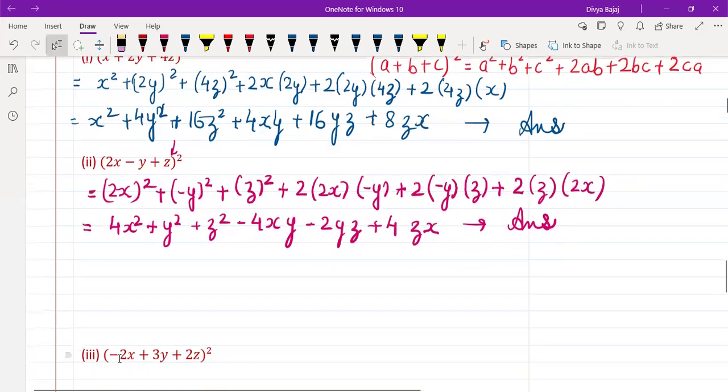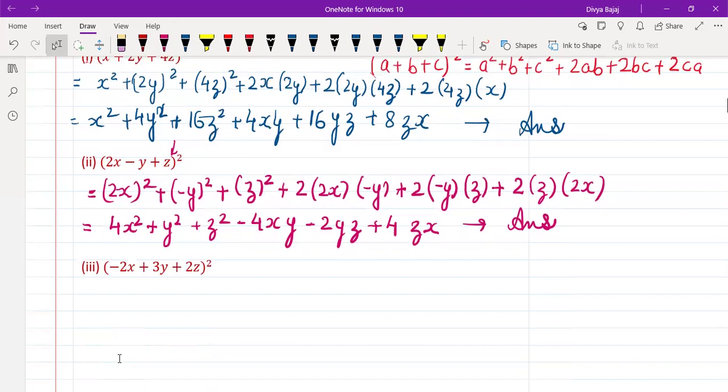Let's look at the third part. Again, we have a similar type of question. We are given the three terms. We have to apply the same identity here because we are given A, this is B, and this is C, and then the whole square. So it's very clear looking at the question that we have to apply the same identity. So let's solve it.